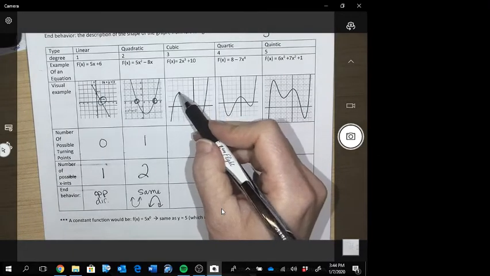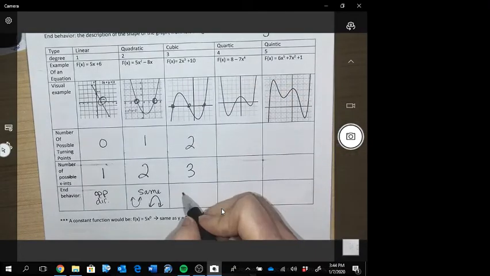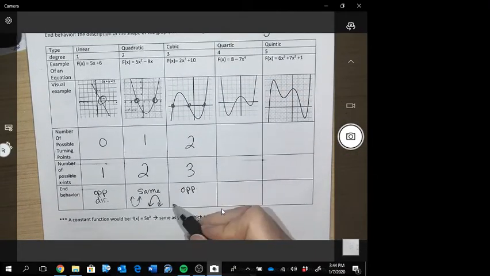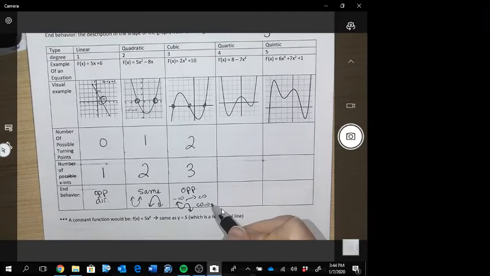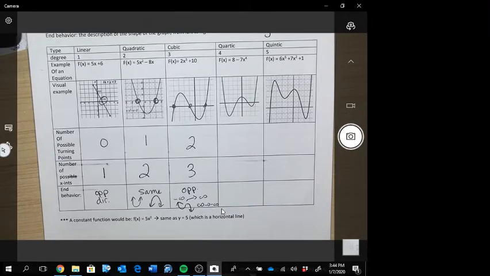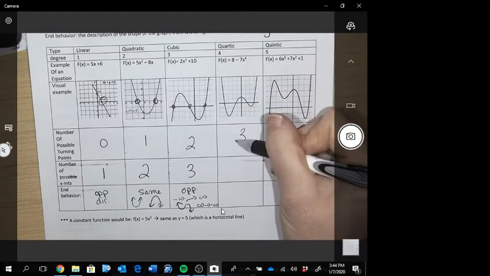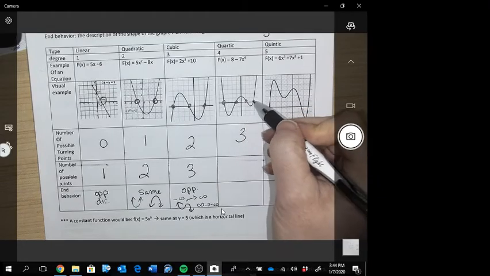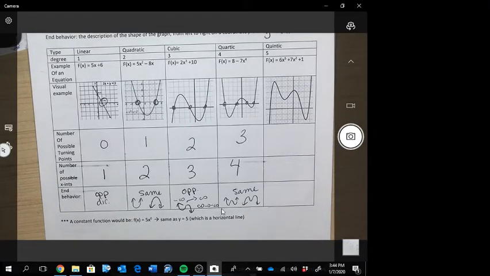Cubic, it could turn in 2 places, and it could have 3 x-intercepts. Its end behavior will always go in the opposite direction. So it'll either go from negative infinity to infinity, or it could look the other way around where it would go from infinity towards negative infinity. Quartic, it could have 1, 2, 3 possible turning points, and it could possibly have 4 x-intercepts. Its ends are in the same direction, so it could either both go to infinity or both go to negative infinity.